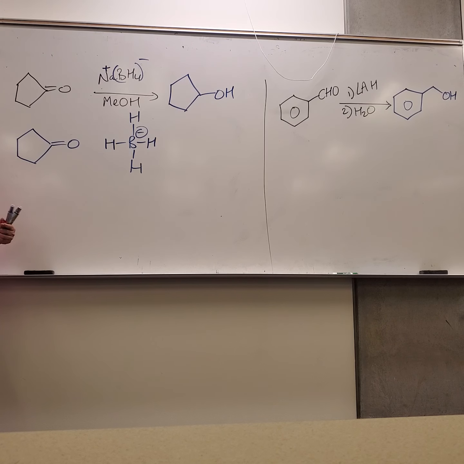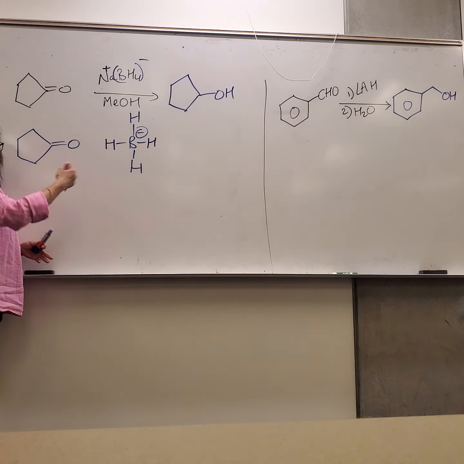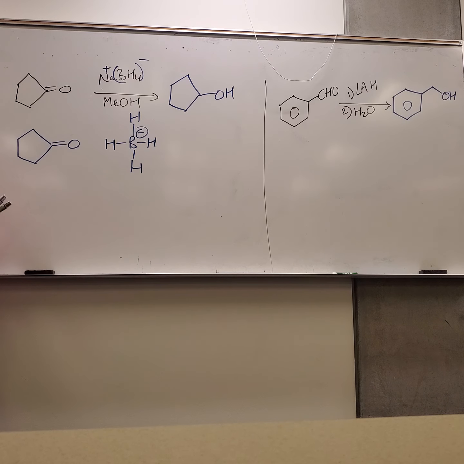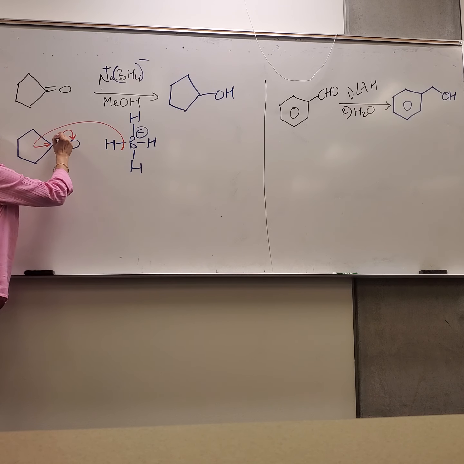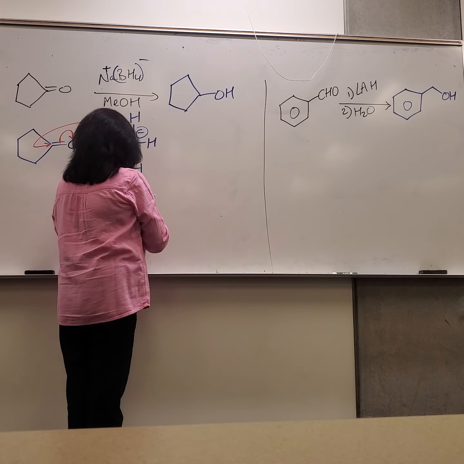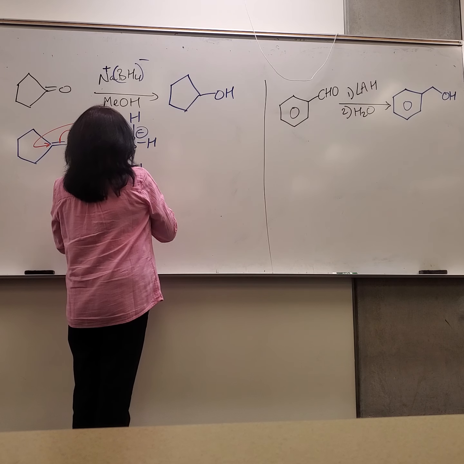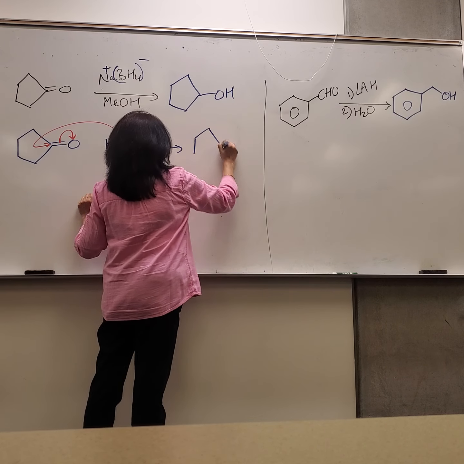Where will that hydride go? On the oxygen? No. Is that electron rich or electron poor? Rich. Is hydride electron rich? Then why should rich go to electron rich carbon? So hydride acts as a nucleophile and attacks the electrophilic carbon. What does that create in this case? O minus, it becomes an alkoxide.